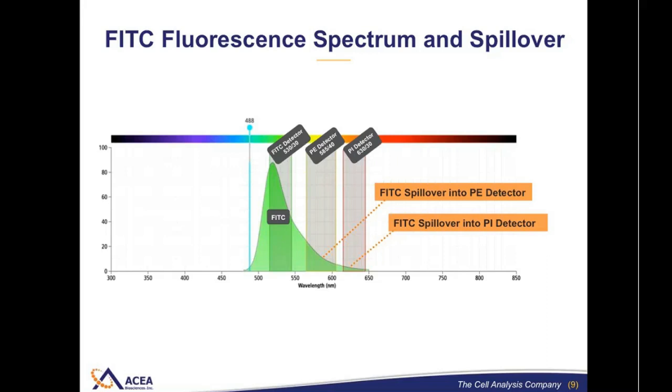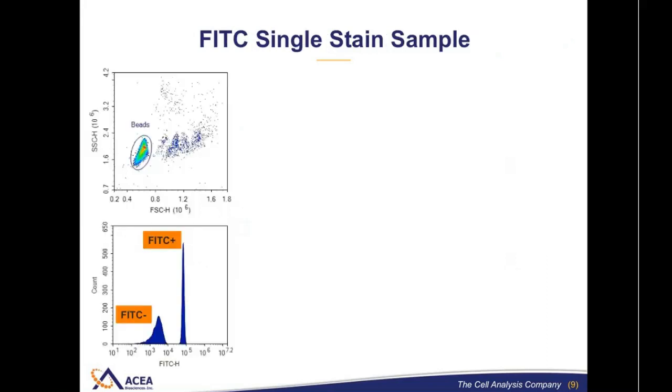The FITC fluorescence light collected in the PE and PI detectors is called spillover, also called fluorescence spillover or spectral overlap. And although we use strategies to minimize the effects that spillover might have in our experiments, it's a normal and expected part of flow cytometry. So let's take a closer look at what spillover looks like in some actual data.